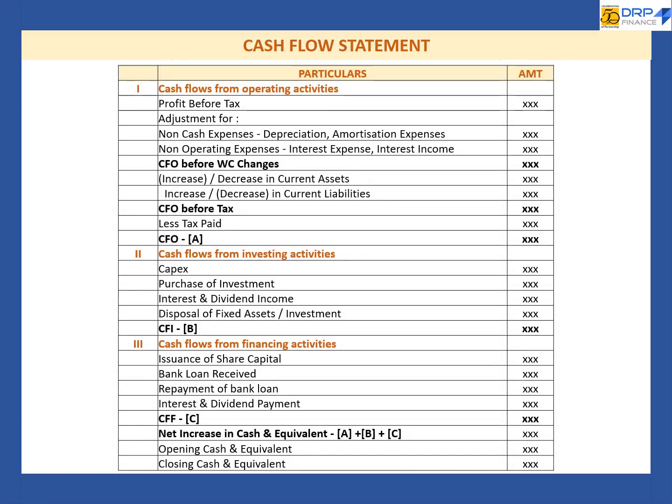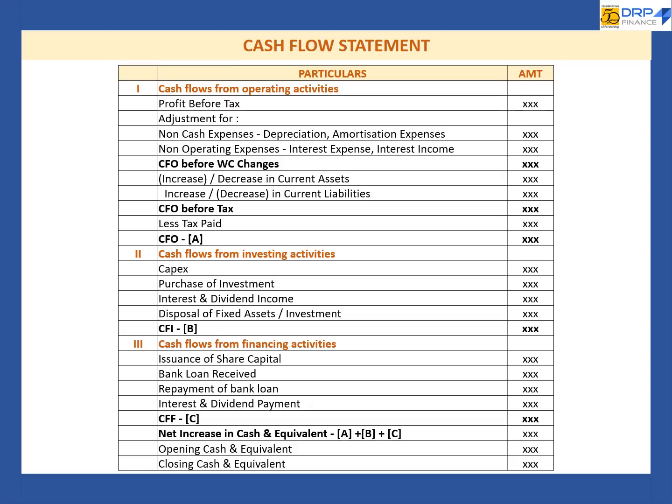Next we have the cash flow statement. It has three sections. First of all, cash flow from operating activity. We start from profit before tax and we adjust for non-cash expenses like depreciation, amortization expenses, and non-operating expenses like interest expenses, etc. Now we get CFO before working capital changes. We adjust for increase or decrease in current assets and liabilities, and we get CFO before tax. After deducting tax paid, we get cash flow from operations.